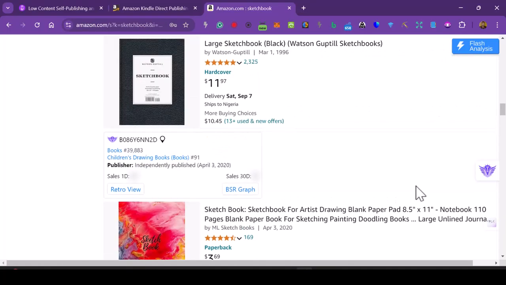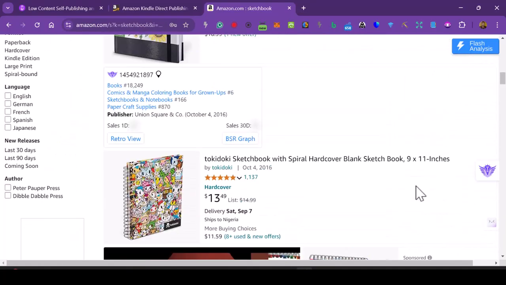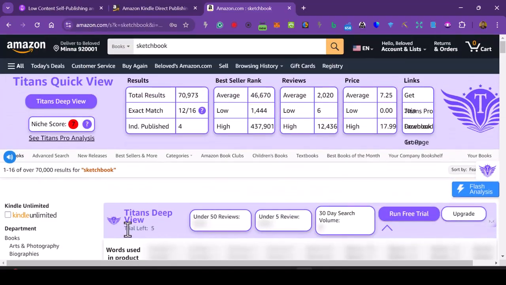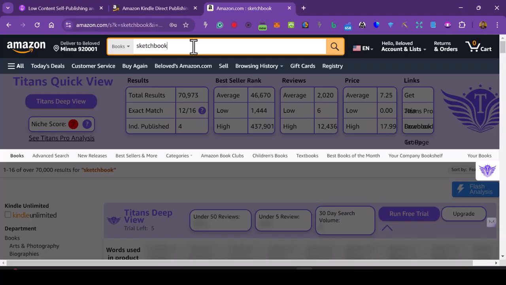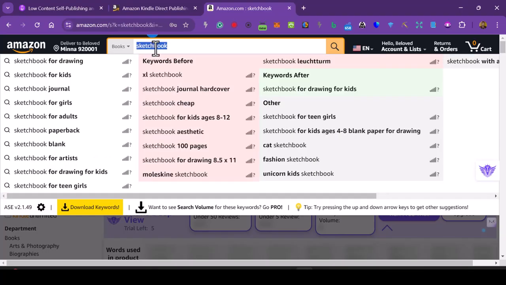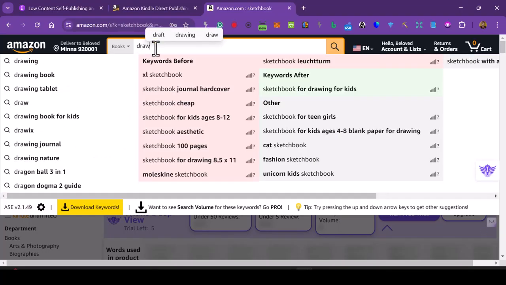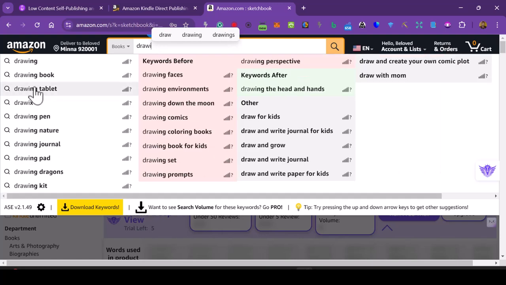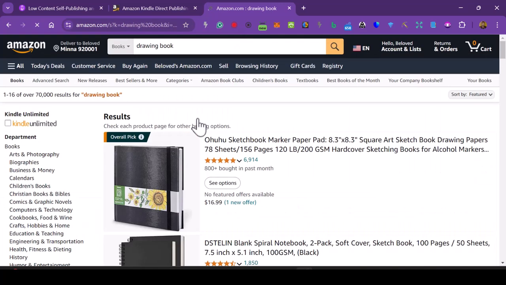That's why you need to do a competition research. When you do a competition research, you get to know how far you need to come. And here we have 1 to 16, but the niche score is very bad, 7, so you would not be doing any of these. So let's look for another one. Basically, we've seen how to go about that, so I'm going to look for drawing book. Let's see what we have in drawing books.